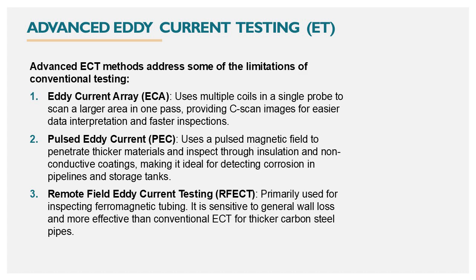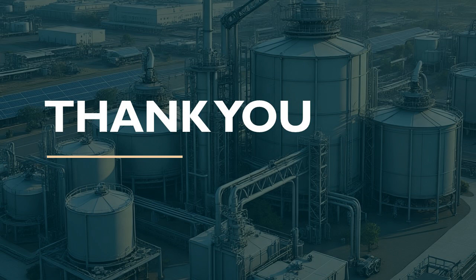Number 2 is pulsed eddy current, or PEC. It uses a pulsed magnetic field to penetrate thicker materials and inspect through insulation and non-conductive coatings, making it ideal for detecting corrosion in pipelines and storage tanks. Number 3 is remote field eddy current testing, or RFECT, primarily used for inspecting ferromagnetic tubing. It is sensitive to general wall loss and more effective than conventional ECT for thicker carbon steel pipes.